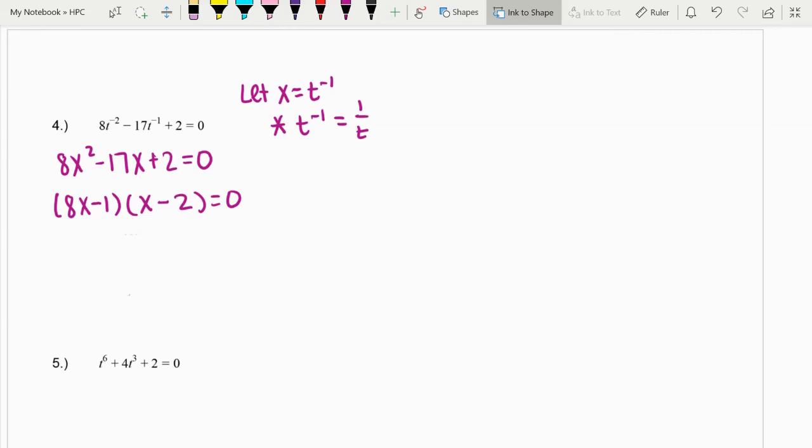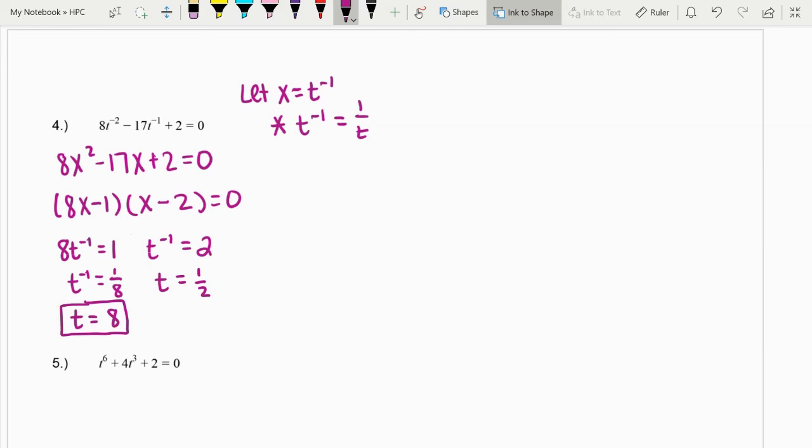All right, so once we are here, I'm going to substitute back. So I'm going to have 8t to the negative first power is equal to 1, and then t to the negative first power is equal to 2. So then t to the negative first is equal to 1/8. So t is equal to 8, and t is equal to 1/2.